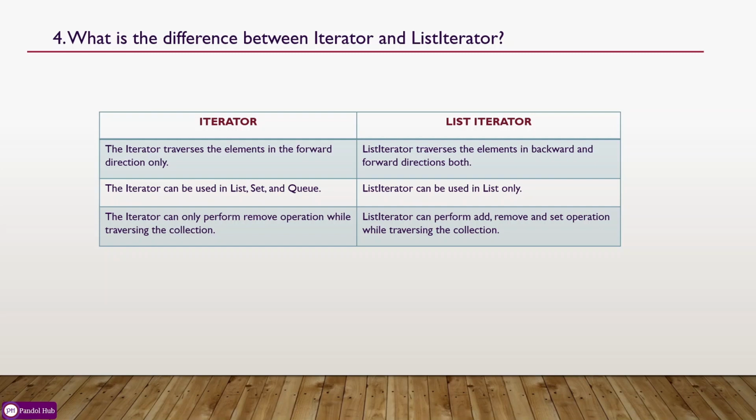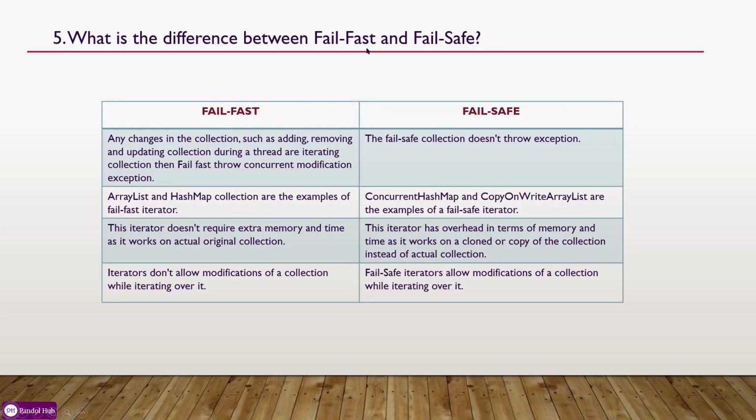while traversing the collection. So what is the difference between fail fast and fail safe? Coming to fail fast, any changes in the collection such as adding, removing and updating while iterating the collection, fail fast throws concurrent modification exception. So fail fast represents that whenever we modify a collection while iterating over it, in that case it is going to throw the concurrent modification exception.